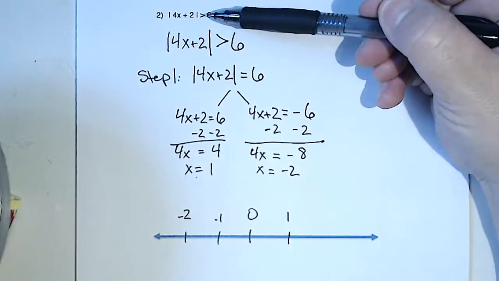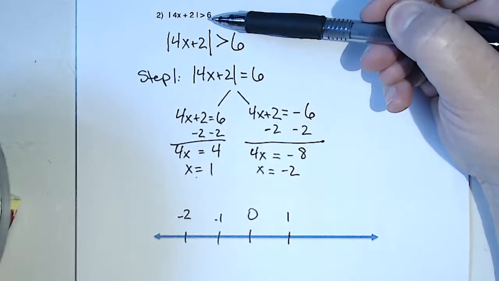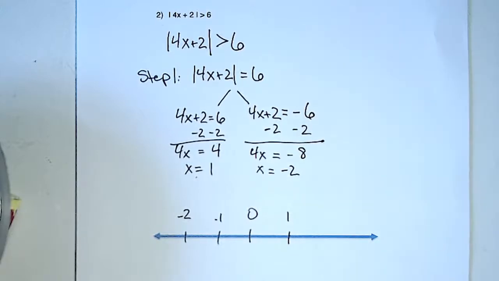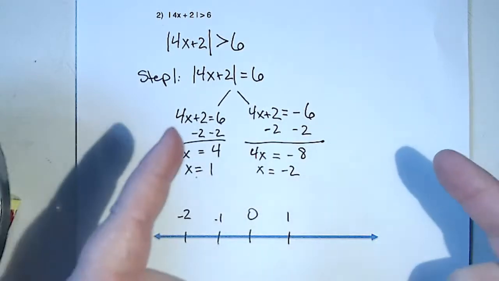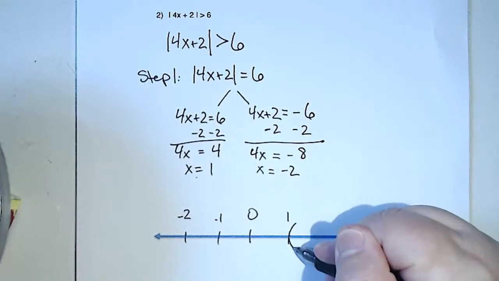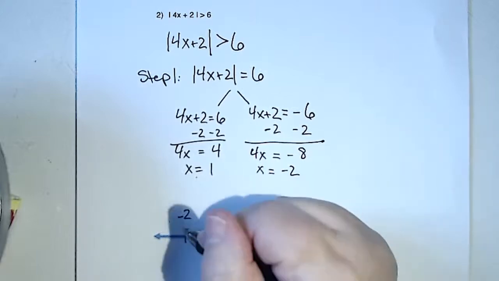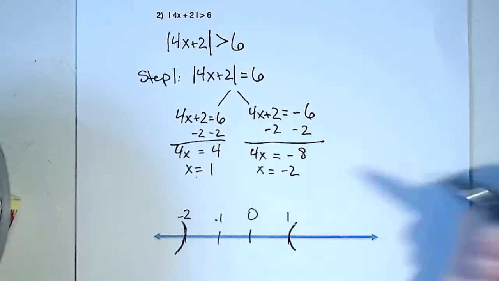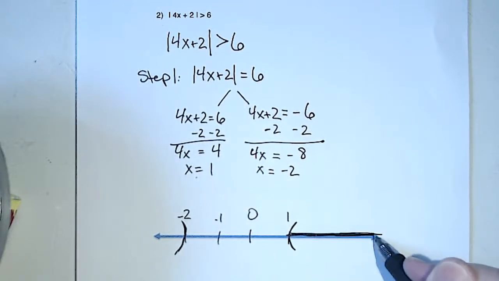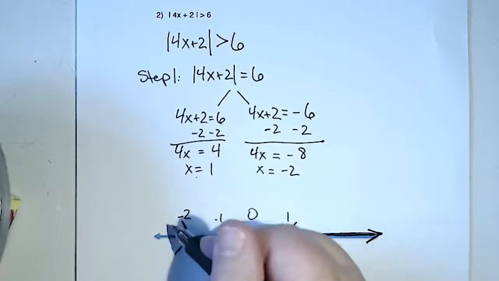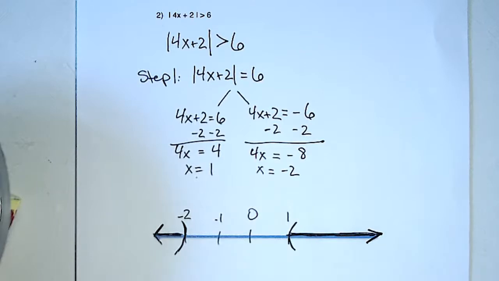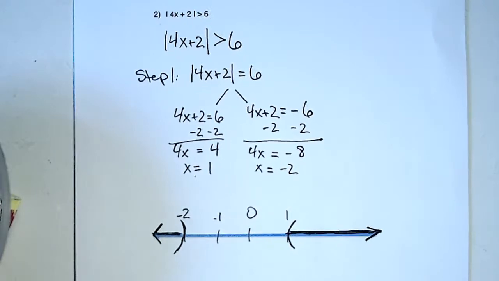I want to look for numbers which are strictly greater than 6. I want values after absolute value, they're greater than 6. So that means I want to stay on the outside, not on the inside. I want to go to the outside. So I'm going to go to the outside of 1. And I'm going to go to the outside of -2. So this is step 2.